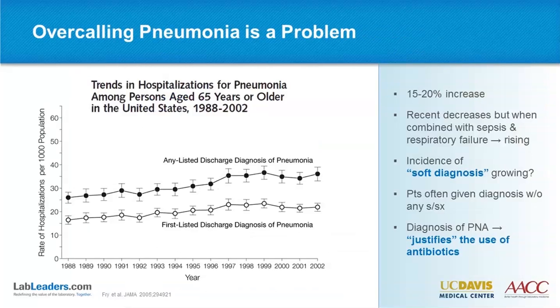But we now have another problem. We have a problem of overcalling pneumonia. So this means that we're going to have more people that may be treated unnecessarily for pneumonia, and oftentimes, as the theme of this talk is about, they may get unnecessary antibiotics because of this.